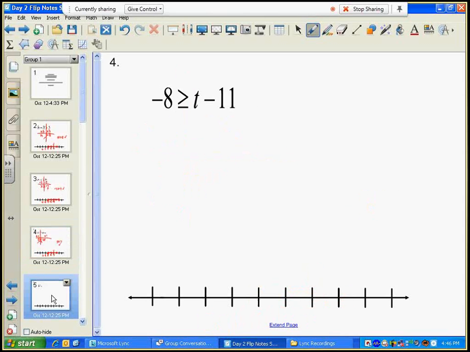Negative 8 is greater than or equal to t minus 11. So I want to isolate t. I add 11 to both sides, and I end up with 3 is greater than or equal to t. So let's graph our endpoint.